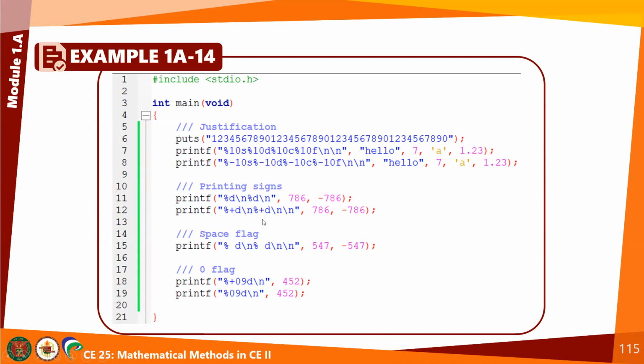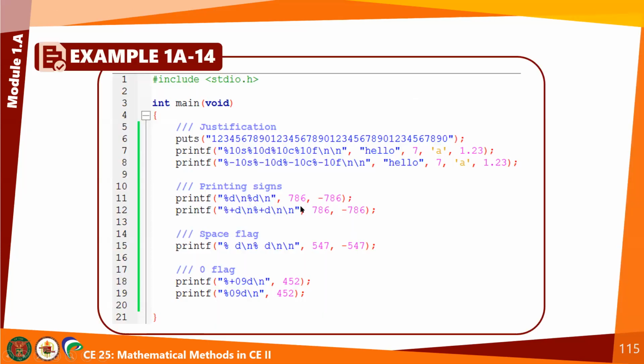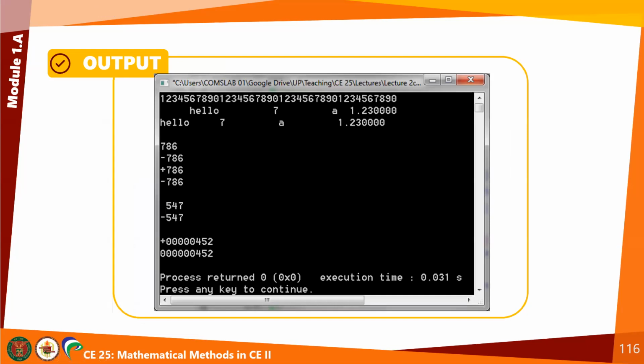So, ang expected output ko dito is may plus sign dito. No? And ang expected output ko dito, ano yung sabi niya kanina? And a minus sign preceding negative values. Displays a plus sign preceding positive values and a minus sign preceding negative values. So, this will still print minus. Right? That's correct. So, 786, then negative 786. Hindi siya plus, no?